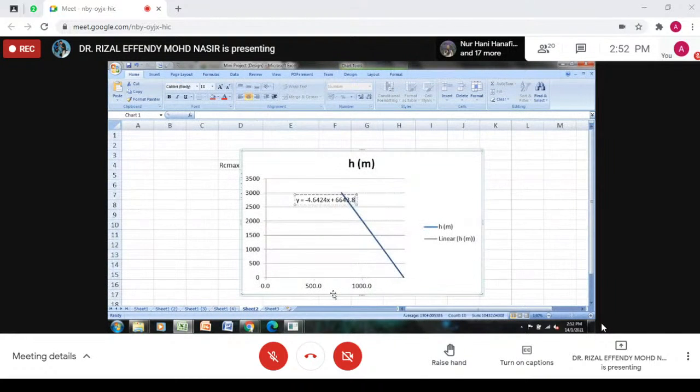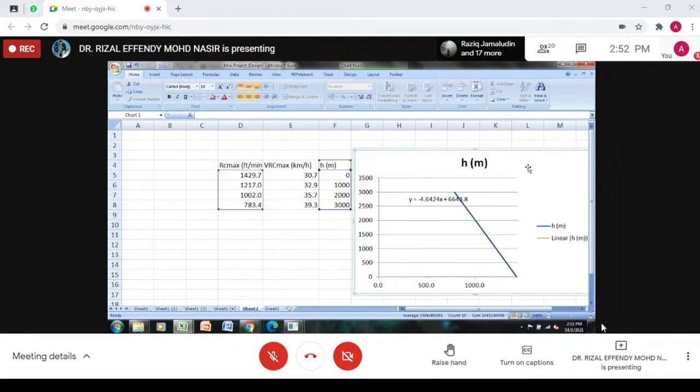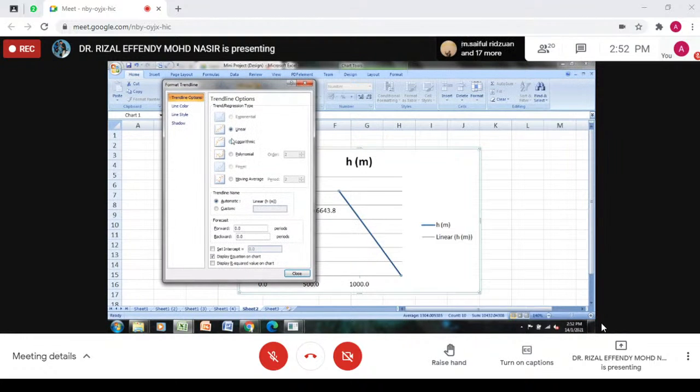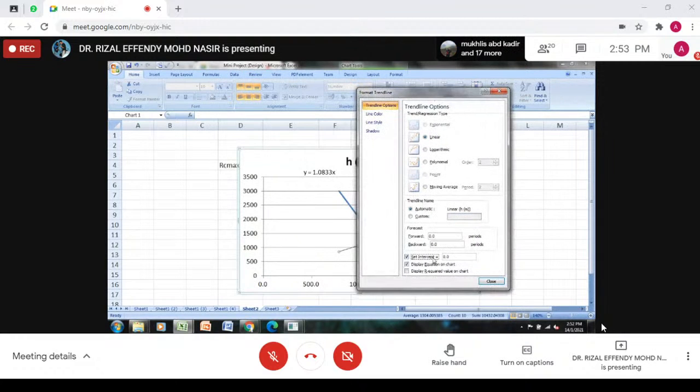Okay, so if you look at this plot, okay, rate of climb dia dah berubah, dah makin rendah. And now bila kita tengok balik, kita akan dapati that dia akan cross. Okay, so you buat format trend line and then set intercept as 0. Set intercept as 0 pula.